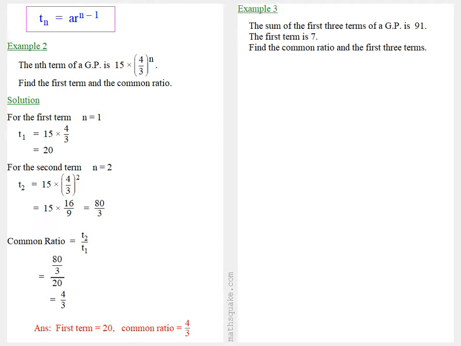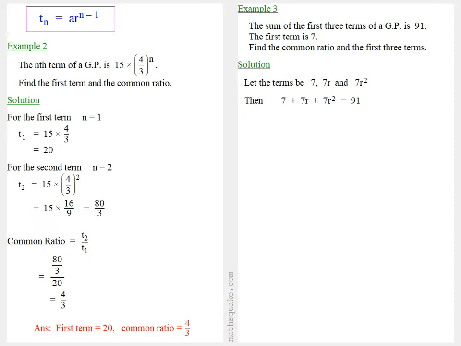In example 3, we've got the sum of the first 3 terms of a GP is 91. The first term is 7, and we have to find the common ratio and the first three terms. Well, to solve this, if the first term is 7, then the second term will be 7r, and the third term will be 7r squared. Now the sum of the first three terms is 91, so 7 plus 7r plus 7r squared is equal to 91.